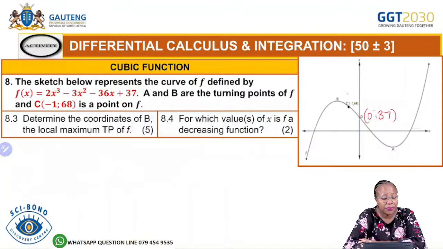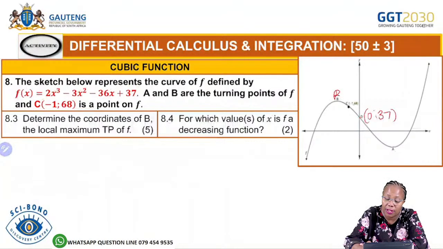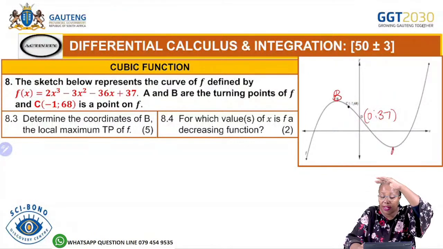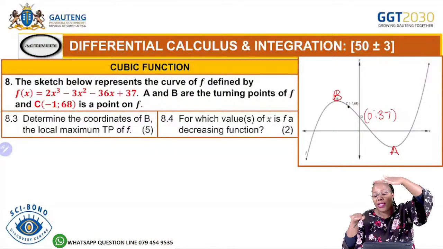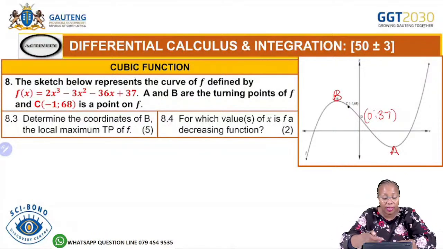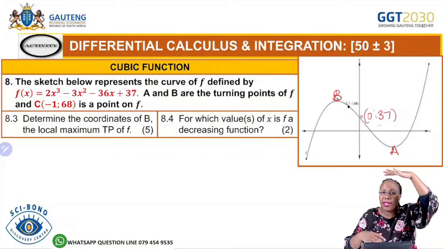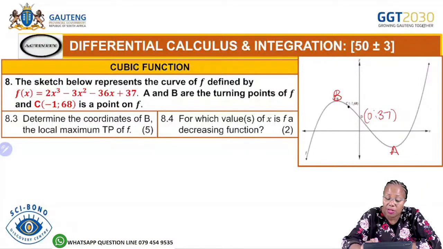And then now 8.3, we have to determine the coordinates of B. B is that point there, which is the local maximum, and then A is the local minimum. Maximum is the maximum turning point, A is the minimum turning point. The lowest turning point, the highest turning point. So determine the coordinates of B, which is the local maximum turning point now. Okay, let's do so.